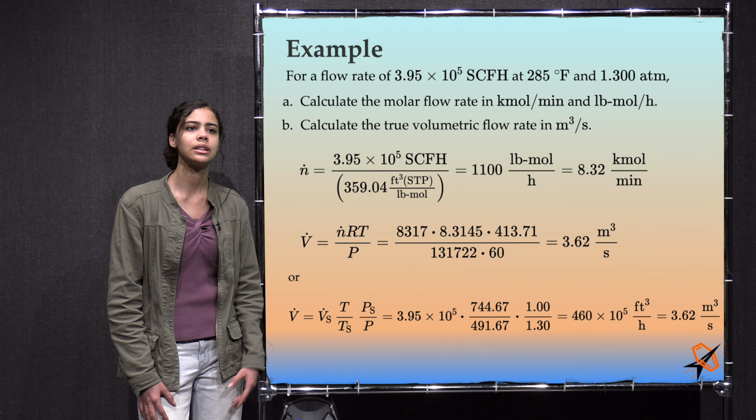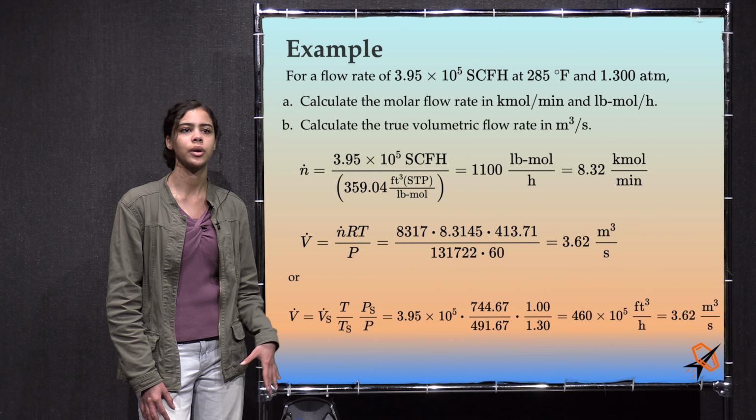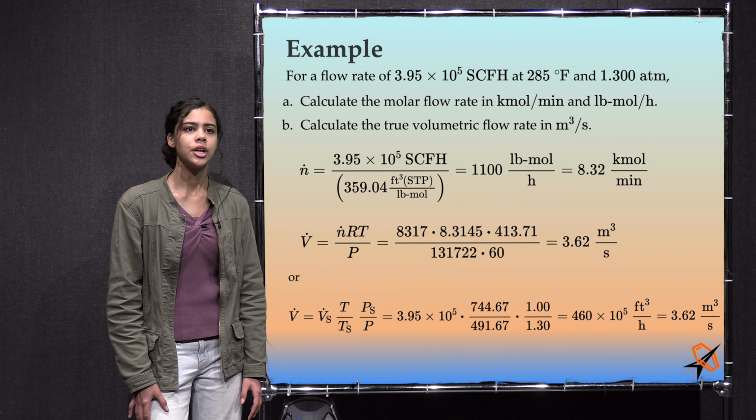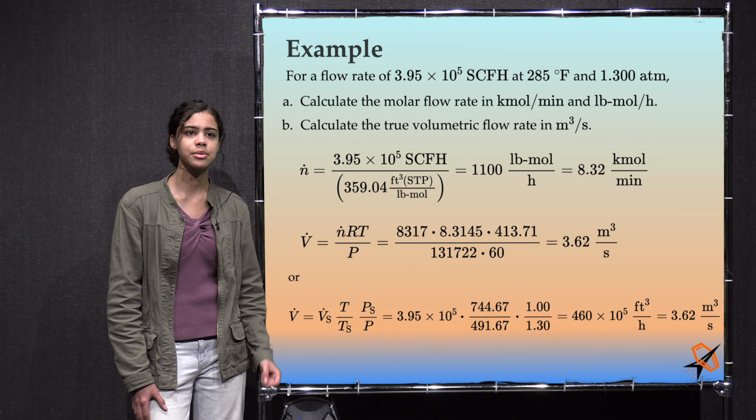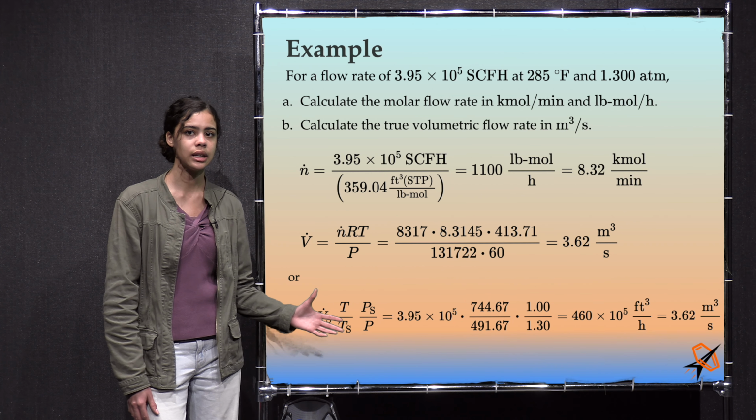You can also just take the temperature and pressure ratios if you think that's quicker. You get the same result either way. Don't forget the temperature ratios have to be in absolute units, in this case degrees Rankine.